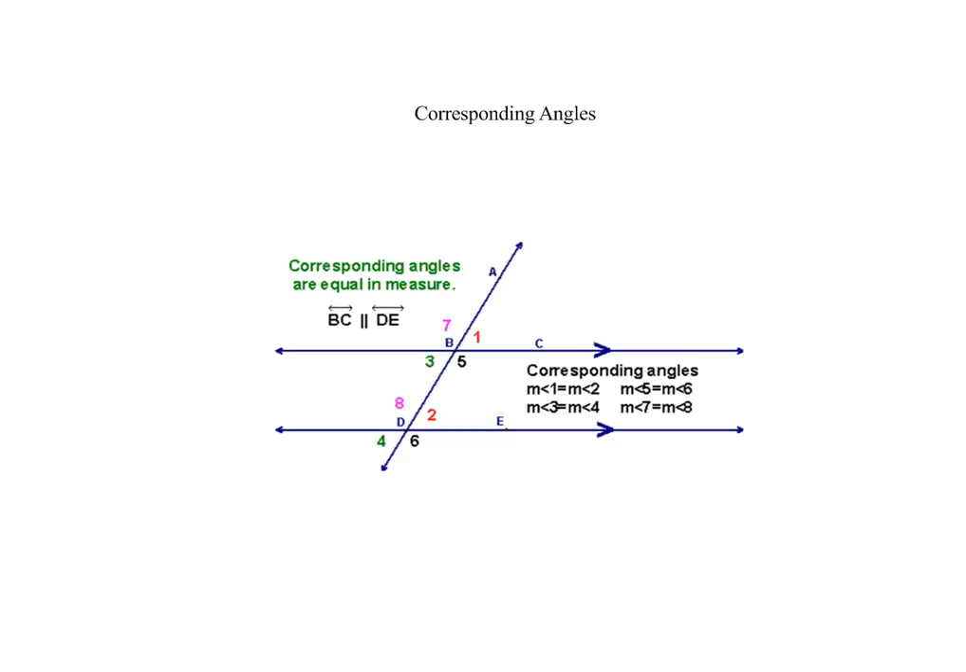I can also see that angle 1 and angle 2 are corresponding angles. We'll go through the whole thing. Angle 5 and angle 6 are corresponding. And last but not least, angle 3 and angle 4 are corresponding. What that means here is that the measures of all of those corresponding angles are going to be equal.